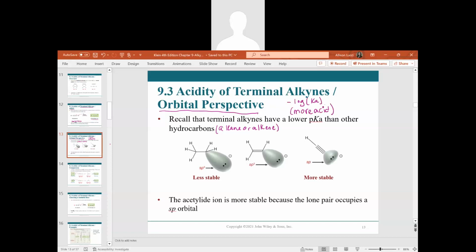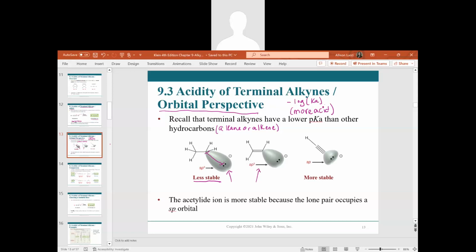What we see here is an explanation due to the orbital perspective. An sp3 hybridized orbital, such as with an alkane, all single bonds, would result in this type of anion, which is housed in an sp3 orbital. So this has the most p character. This negative charge is the furthest from the nucleus of carbon, so this is the least stable of the 3 different hybridizations we see here.